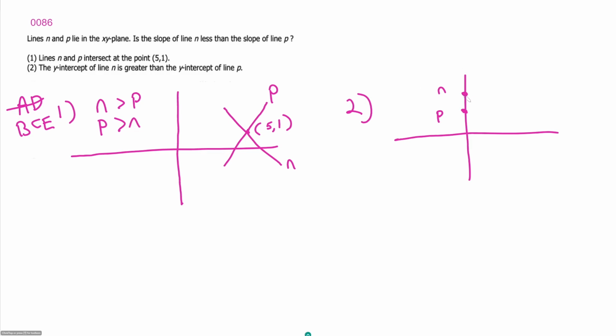We can have N be positive, P be negative. So in this case, N has a greater slope than P, but we can also have P be positive and N be negative. And so in that case, P is greater than N. Insufficient.